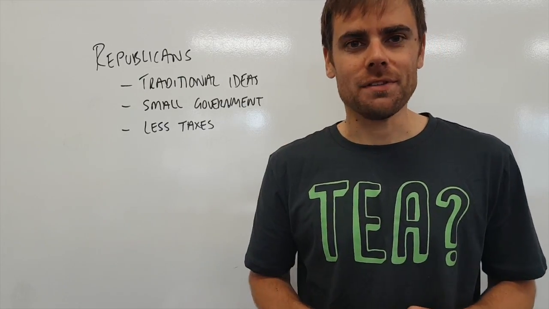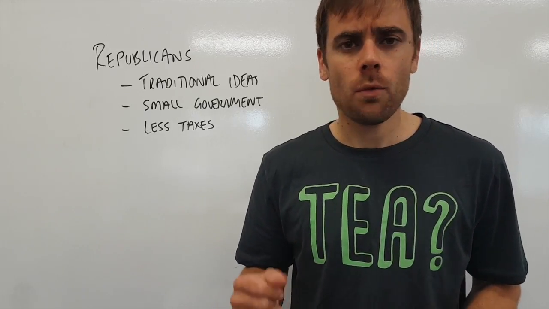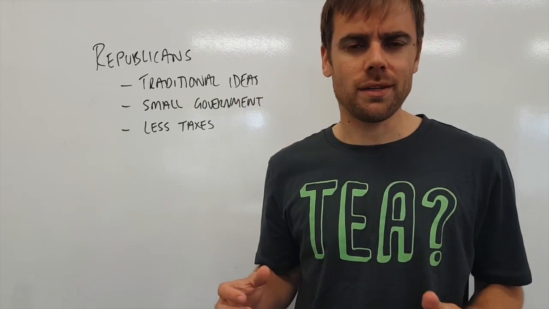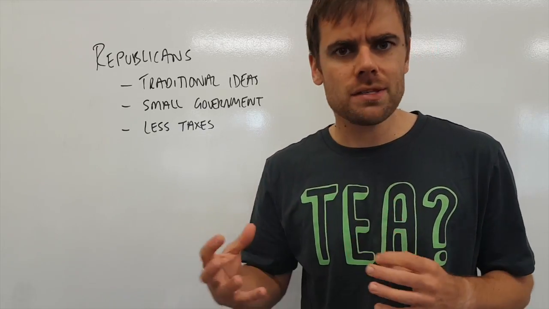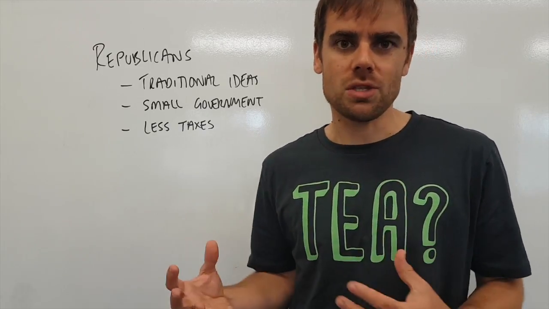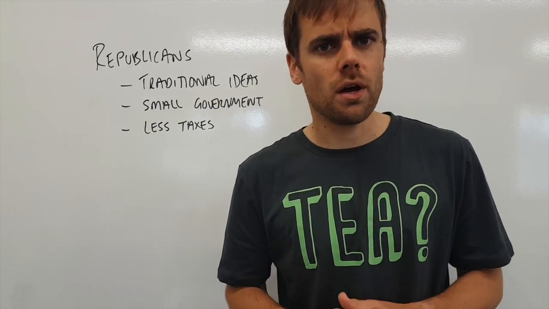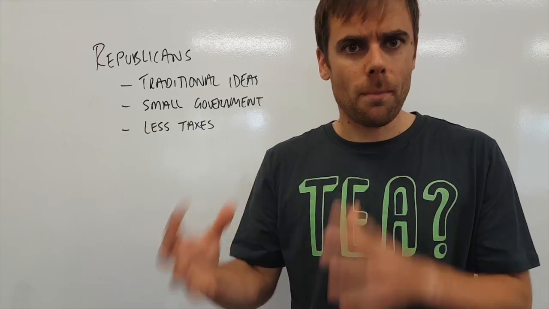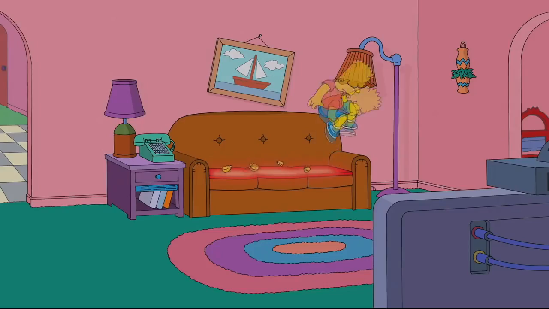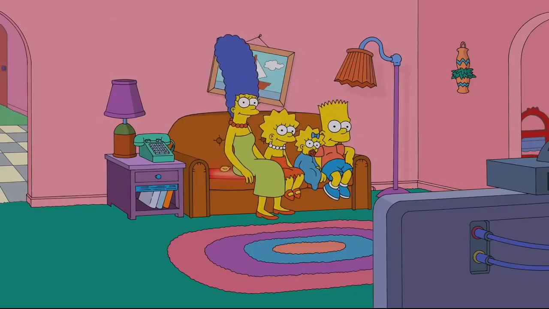So what about the Republicans? How do they differ from the Democrats? Well, they have more traditional ideas. That's really important. So whereas the Democrats would argue American society needs to change and the government needs to change along with that, the Republicans would argue that no, change is wrong. Traditional ideas are better than these new modern ideas. So a family should have a mother and a father.